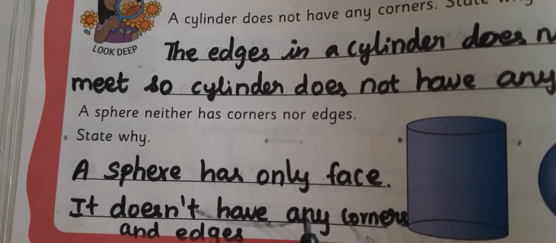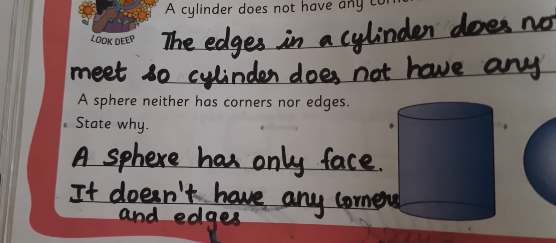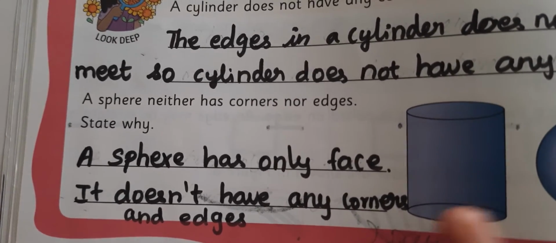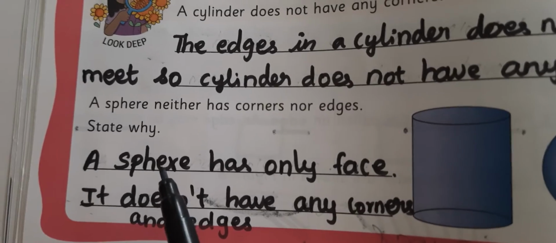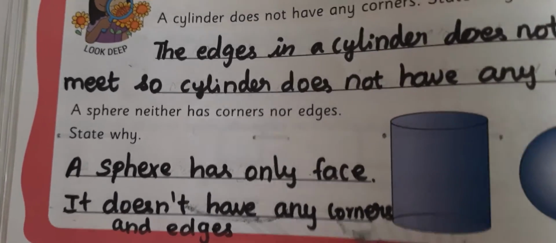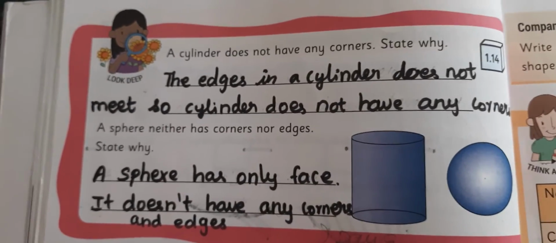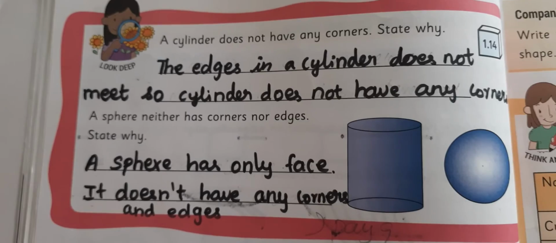To have edges, we need two faces. We want edges, which means we need two faces. But the sphere has only one face, so the sphere cannot make corners and edges. Do you have any doubts in that activity? Shall we move to the next one? Yeah.